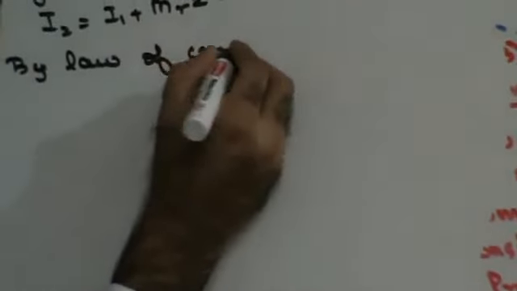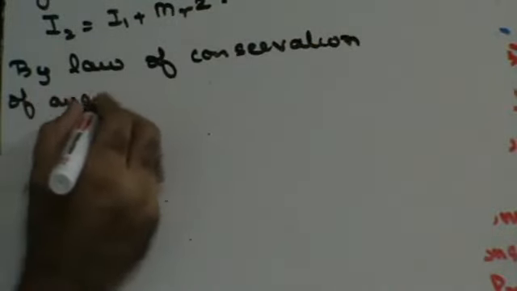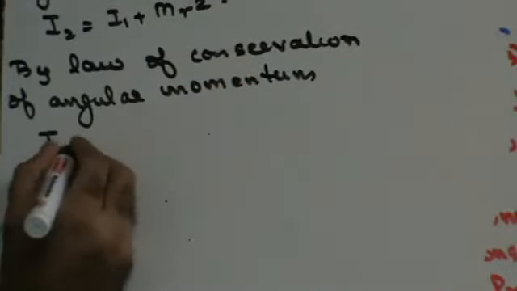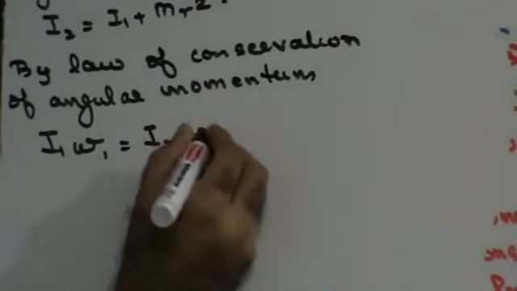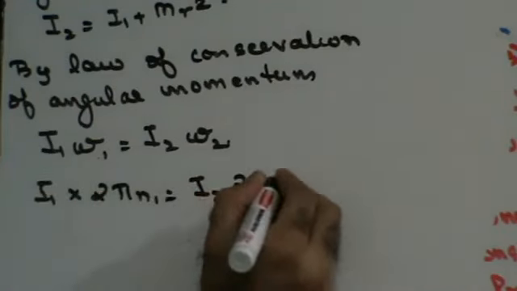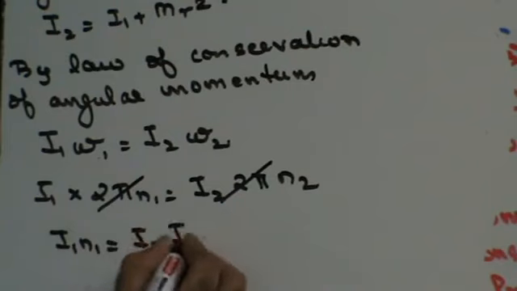Now, before the blob fell on the flywheel and after it falls, the angular momentum should remain the same. So then I can say by law of conservation of angular momentum, I1 omega 1 should be equal to I2 omega 2. I1 into 2 pi n1 should be equal to I2 into 2 pi n2. 2 pi gets cancelled, so I1 n1 should be equal to I2 n2.